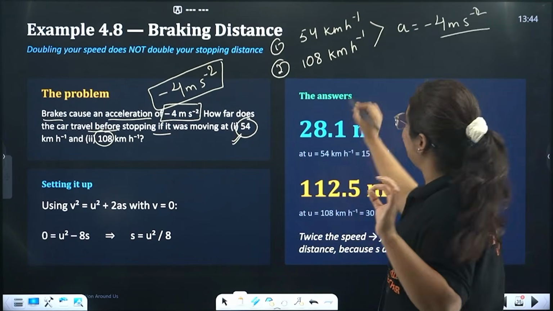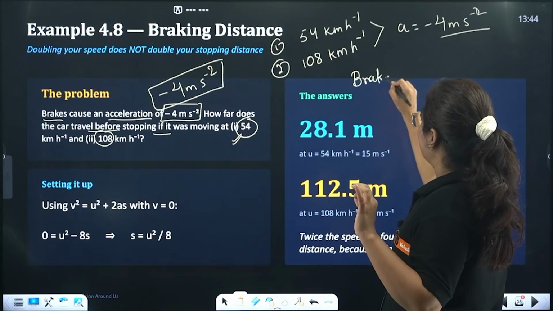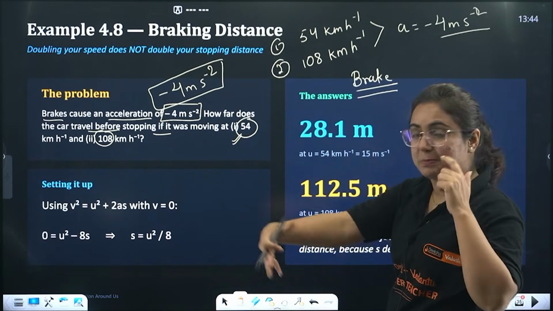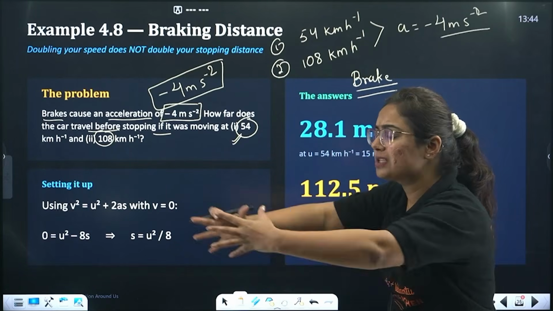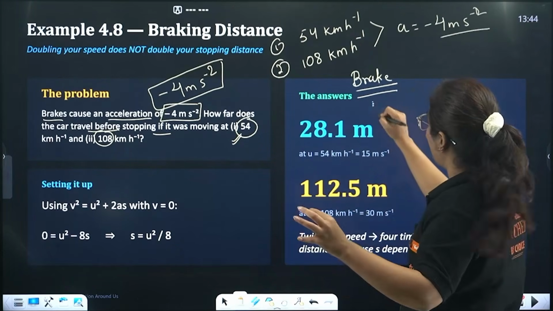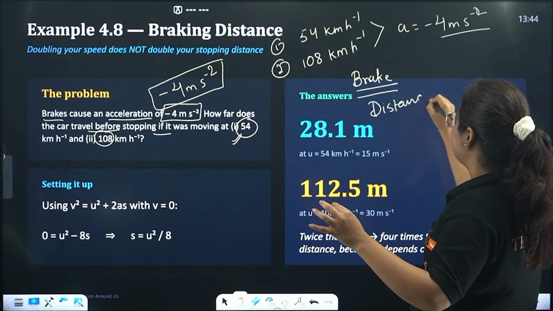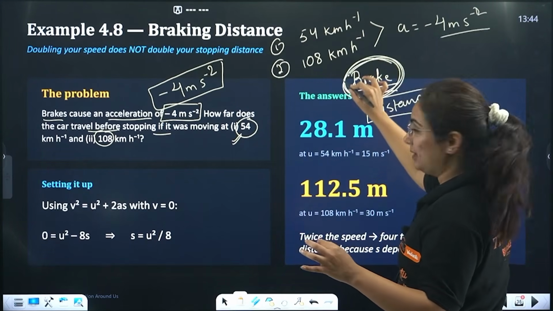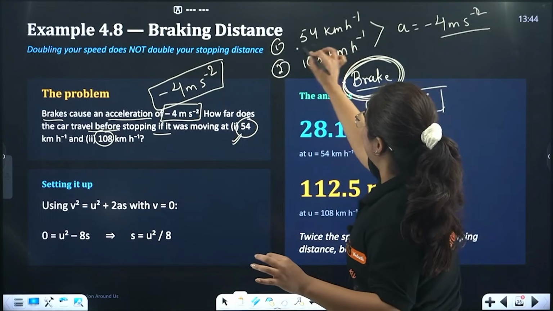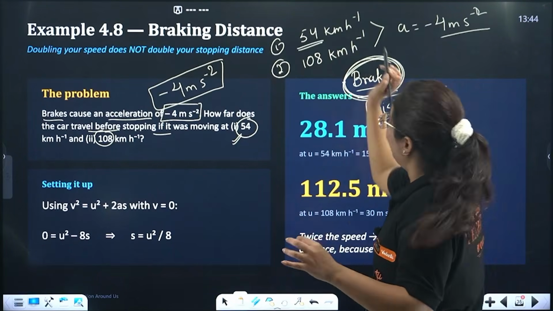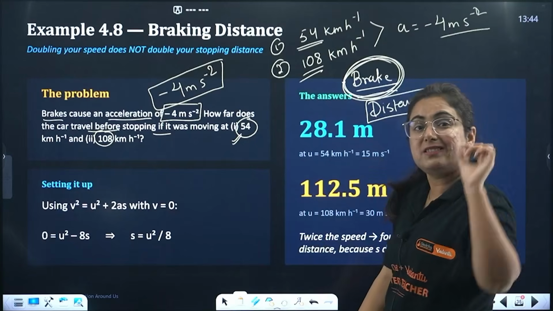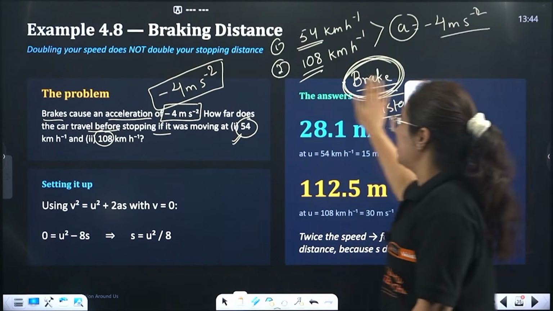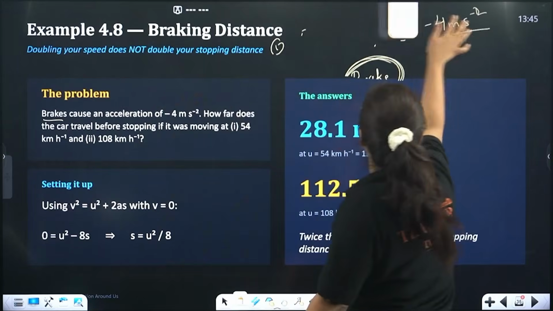Now they are asking that if the brake is applied, so whenever we stop our bike or our car when we were at speed and we stop it suddenly, it will move a certain distance. So the question is asking how much distance is covered by your vehicle when the brake is applied, when it was at 54 km per hour, or in the second case at 108 km per hour, and the acceleration is given to you. Take it easy. The question sounds difficult, but it is easy.